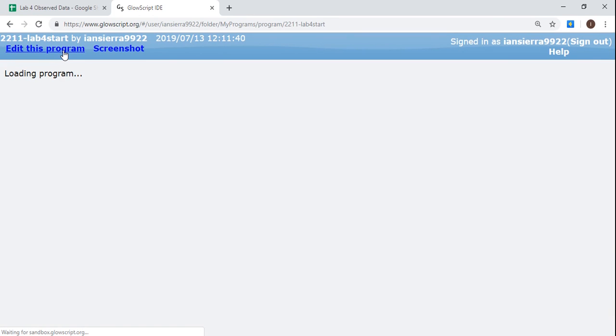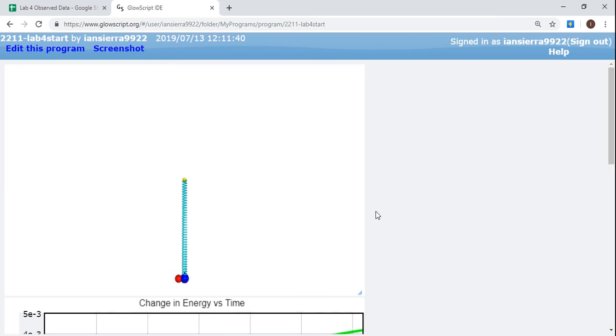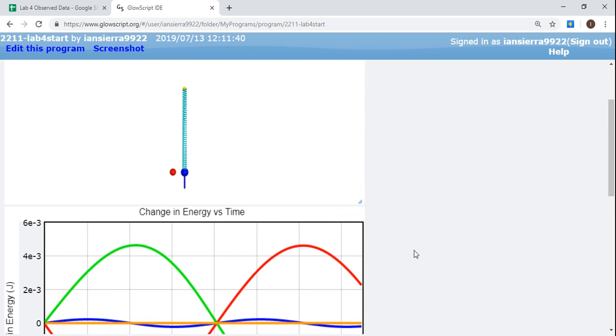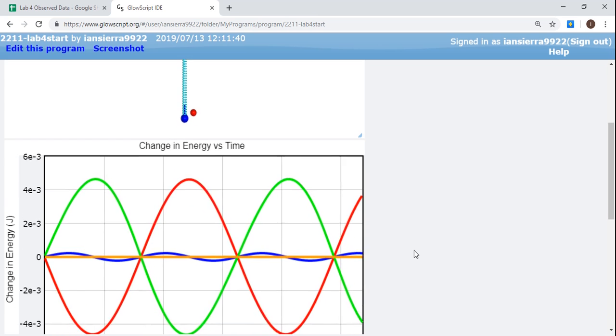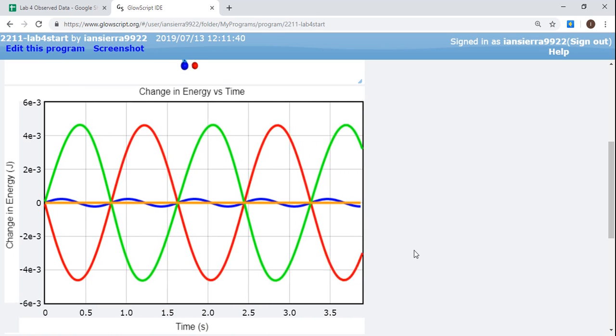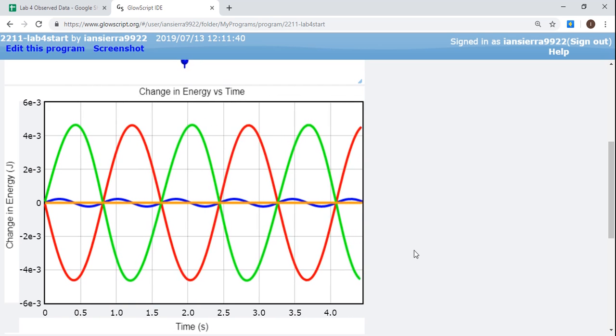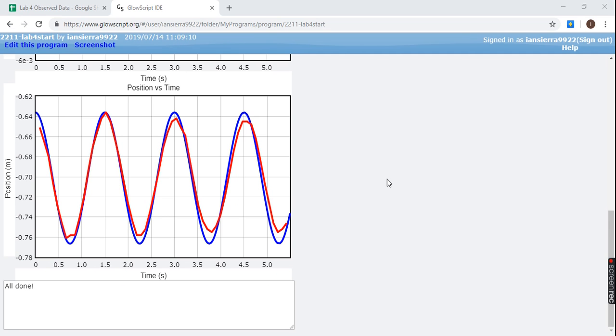Now we will run the model and input our data from the spreadsheet into the model. And as you see, an illustration of the mass oscillating on the spring and swinging back and forth is shown. There are two graphs that are generated. One with the change in energies, which shows kinetic energy in blue, potential gravitational energy in red, potential spring energy in green, and the change in energy in orange. The other graph plots the observed position in red versus the predicted position in blue, where they are pretty much in sync with each other, but have small discrepancies due to human error in Tracker.